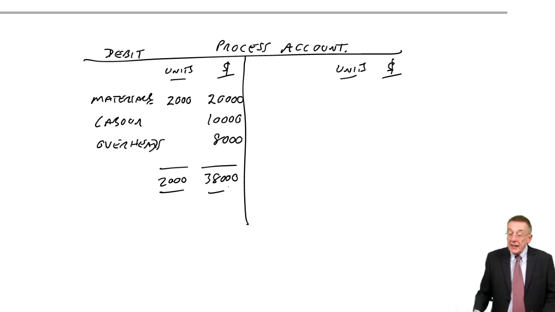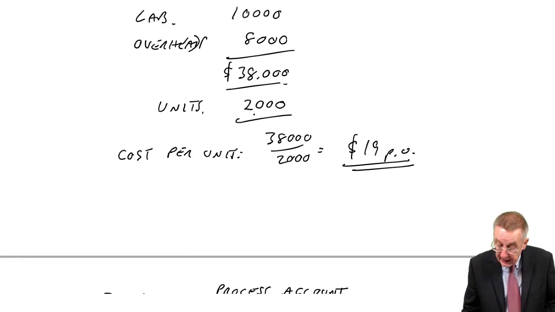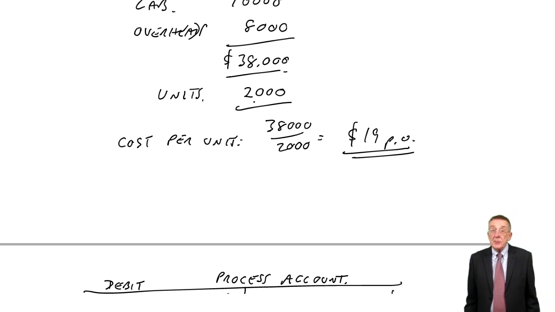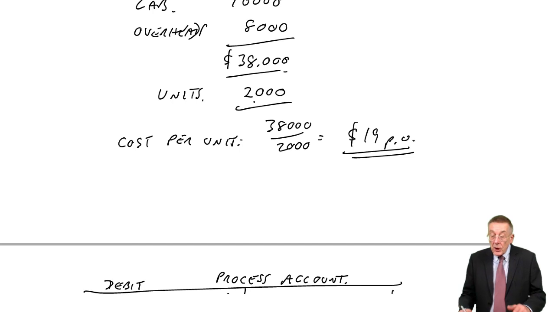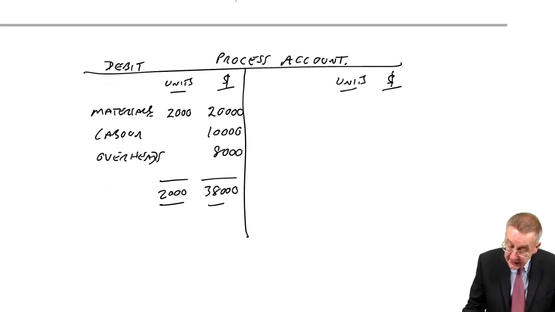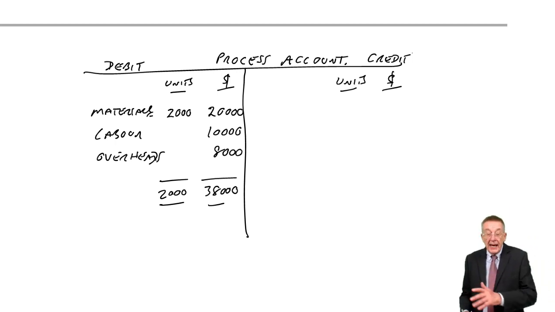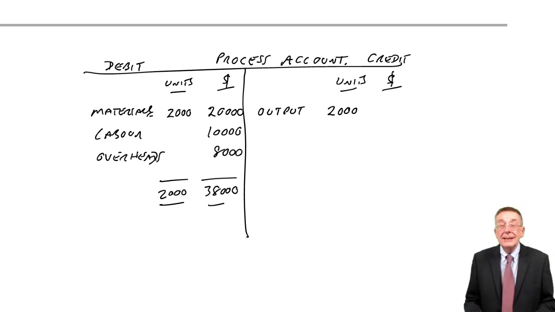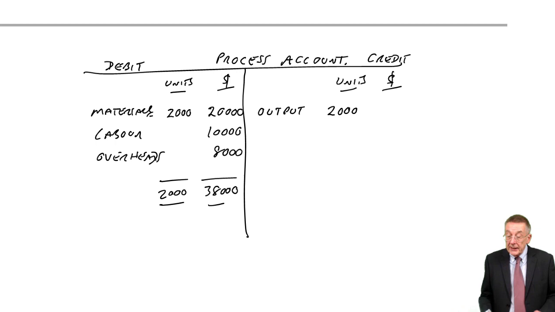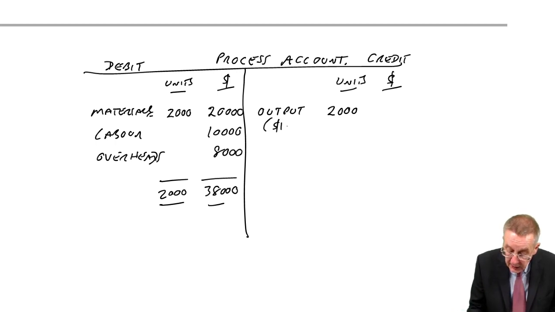We then do our costing. We've done it and we see, each unit leaving this process costs $19. And so on the other side, on the credit side, we say, how many units go out? The output, 2,000 units. And how are they going to be valued? Well, $19 a unit from our costings, 38,000.